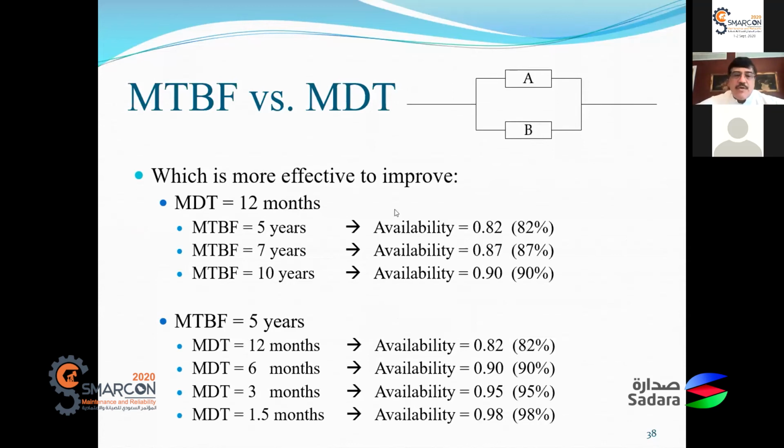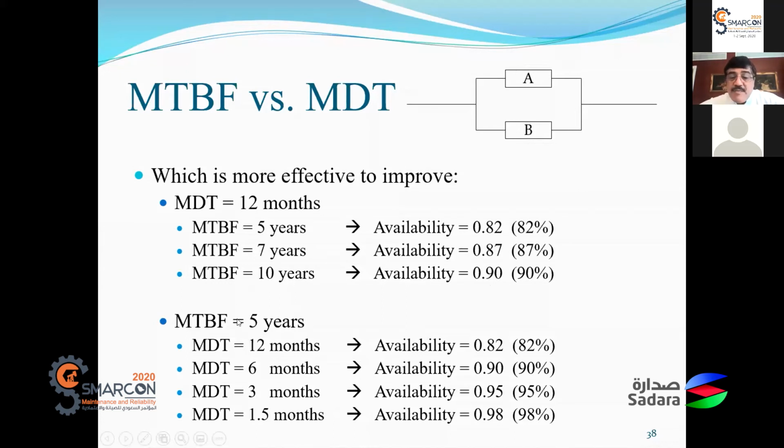So let's first fix the mean downtime. Let's say we have a mean downtime of 12 years and the mean time between failure is 5 years. Let's say we want to improve the mean time between failure. How much improvement can we make? Pumps normally at 5 years is a good number. Let's say we're able to put them to 7 years. The improvement is going to go from 82% to 87%. What if we go to 10 years? That's 90%, which is very difficult to actually reach as a mean time between failure.